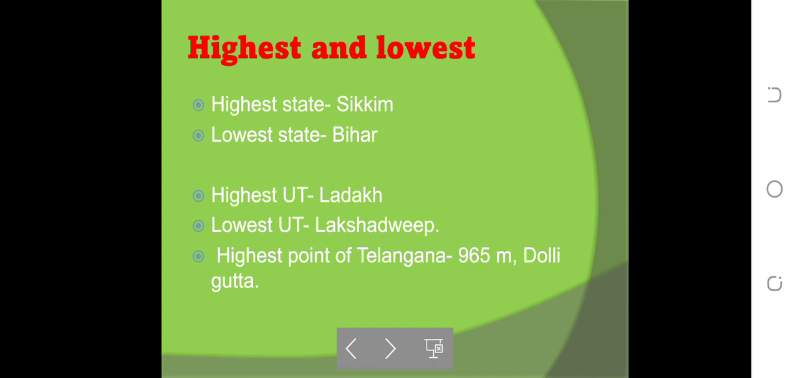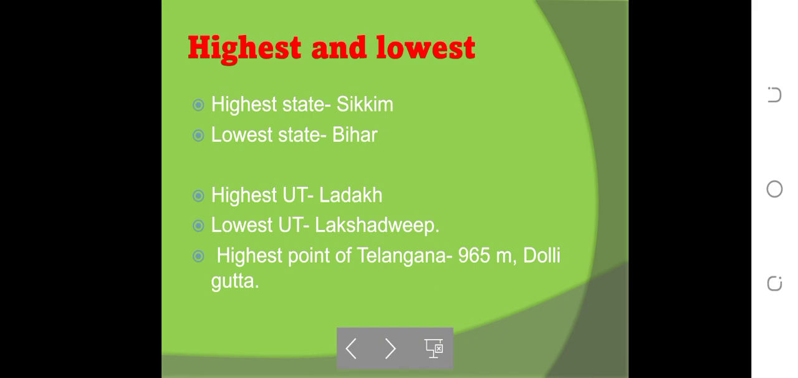We have to remember which state is very high and which state is very low. The highest state is Sikkim, the lowest state is Bihar. Like that, among union territories, the highest union territory is Ladakh, the lowest union territory is Lakshadweep. That means Lakshadweep is very near to the mean sea level, but Ladakh is very high.